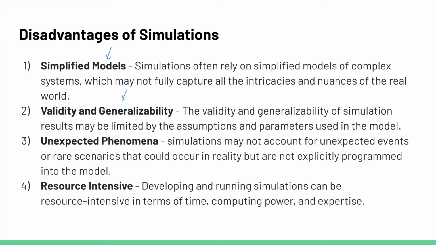The results of simulations are always going to be limited by the assumptions used in the model. Again, this goes back to scientists or people executing a simulation constructing it based on what they know. Their assumptions may not necessarily be correct, hence the simulation may not provide the most accurate results. Third, there could be unexpected phenomena. We're using simulations in most cases to simulate real-world events, and in the real world, there are things that happen that just cannot be predicted, and simulations cannot necessarily take these into account.